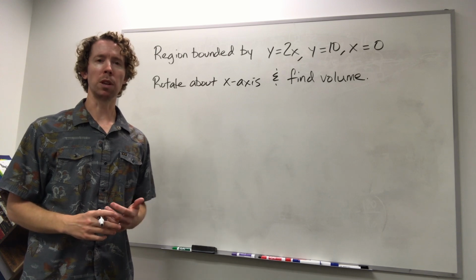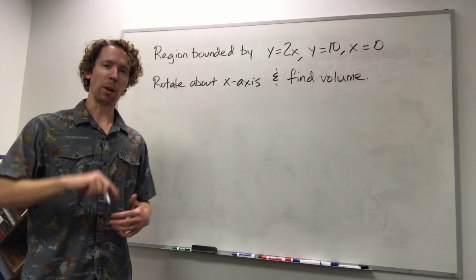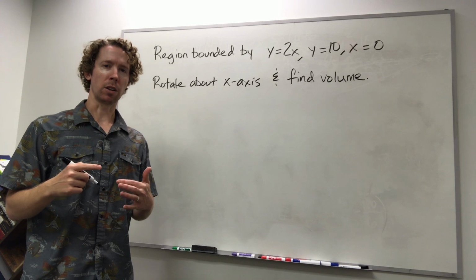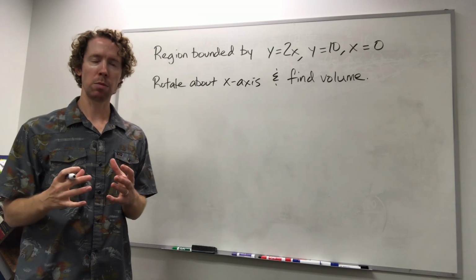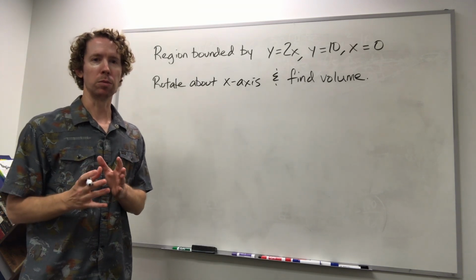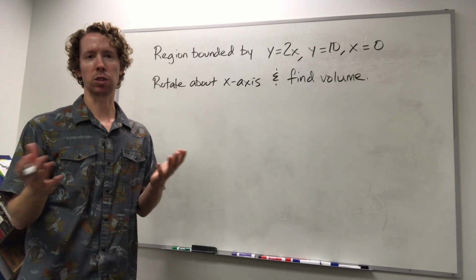I'm going to take a two-dimensional region in the XY plane and rotate it around the x-axis and create a three-dimensional object that has a volume. And I'm going to find that volume using the disk/washer method.